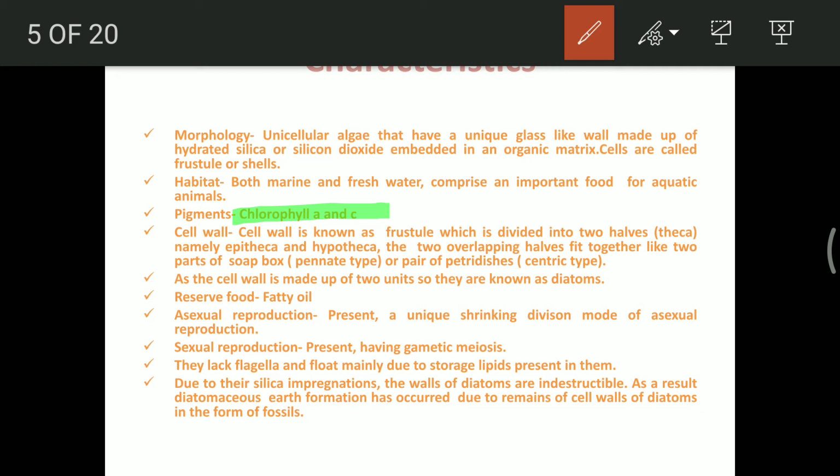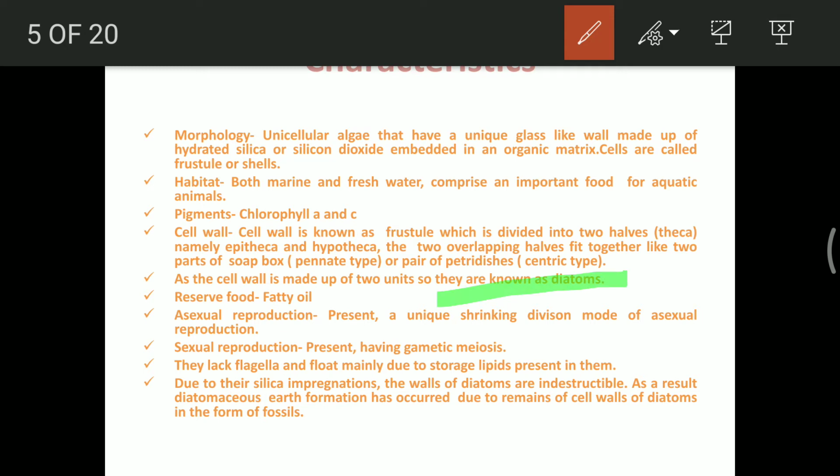The cell wall is known as the frustule. We already have an idea about it: it is divided into two halves, the thecae, namely epitheca and hypotheca, two overlapping halves that fit together, like a soap box or a pair of petri dishes which can be completely covering each other. That is the way it looks. As the cell wall is made up of two subunits, they are called diatoms. So another name for golden alga is diatoms as well.